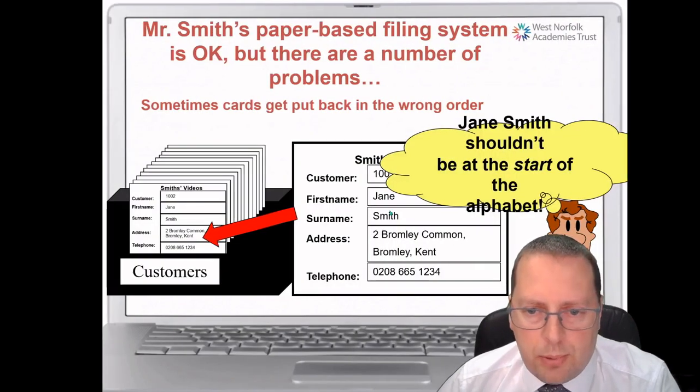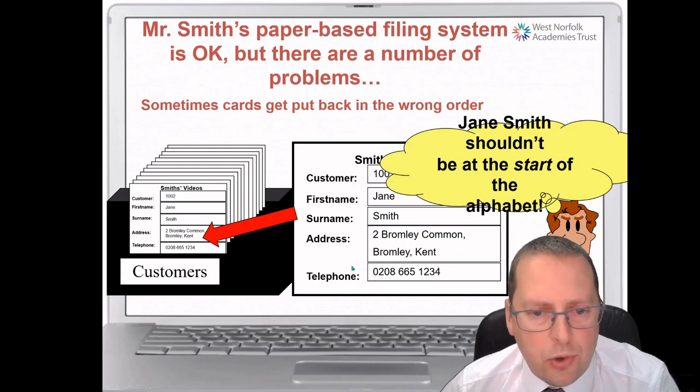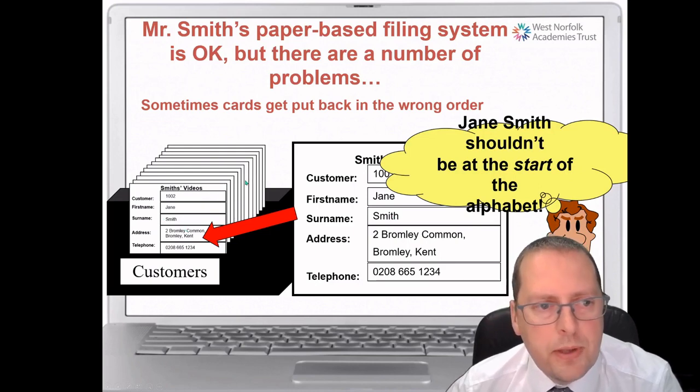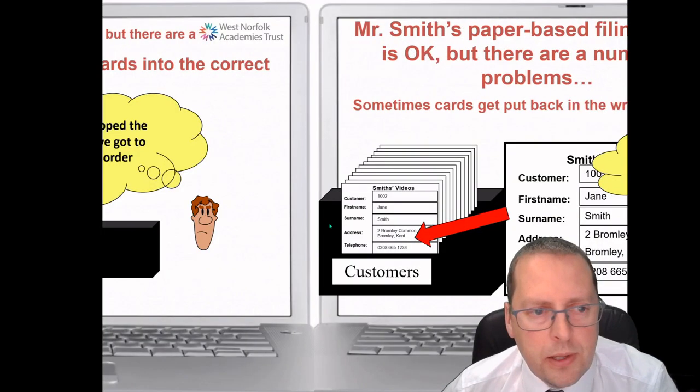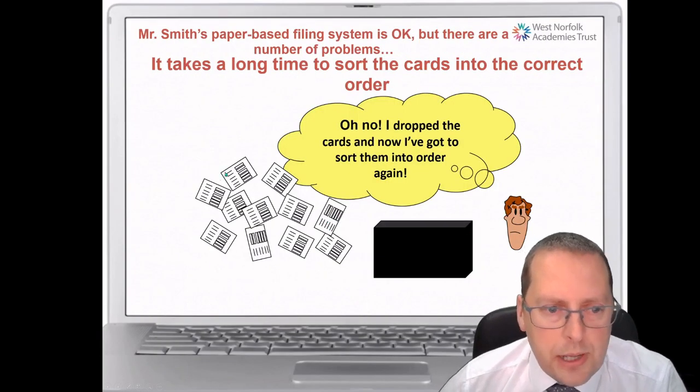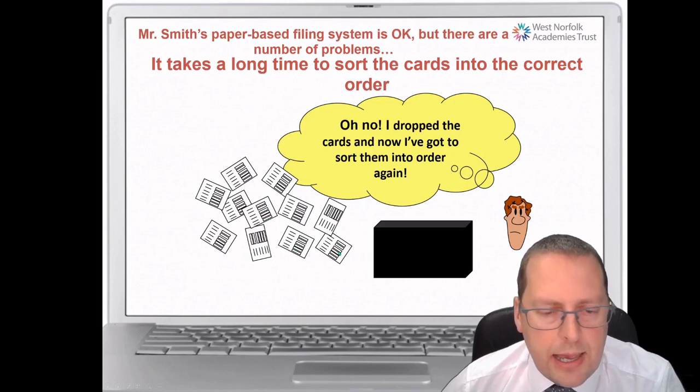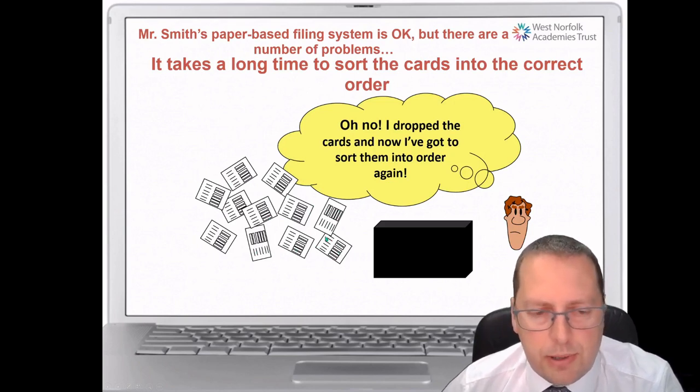Again, when he puts cards back, he might not put them in the correct order, and cards can very quickly become out of order. So we can see here that Jane Smith is at the front of his pack of cards, when actually it should be much further on. So things can end up in the wrong order. And if he did drop his box, then all the cards will be out of order, and it'll be an absolute problem for him and his company.